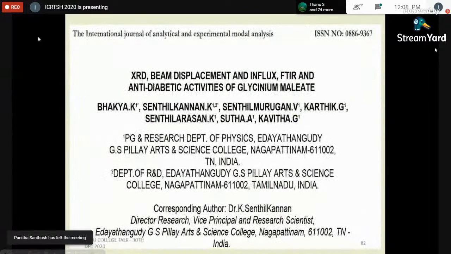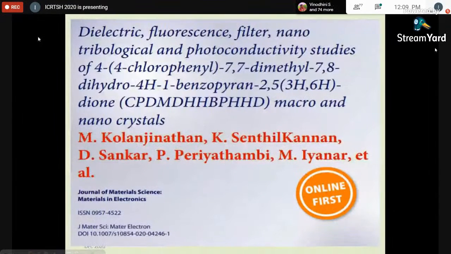Next slide. Slide number 82. Yeah, this is one of the UGC journals, and this is the dielectric property I already told. With the help of the government college scholar Mr. Kulanji, we have done this CPD crystal, published in Springer with a 2.2 impact factor. Next slide, please.